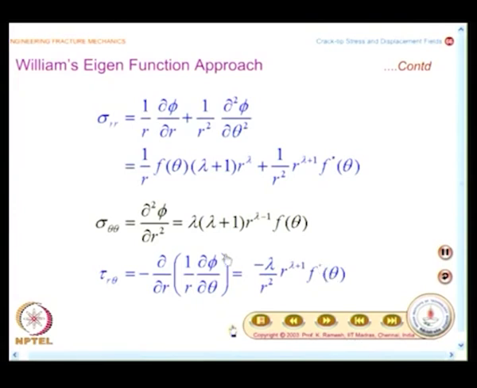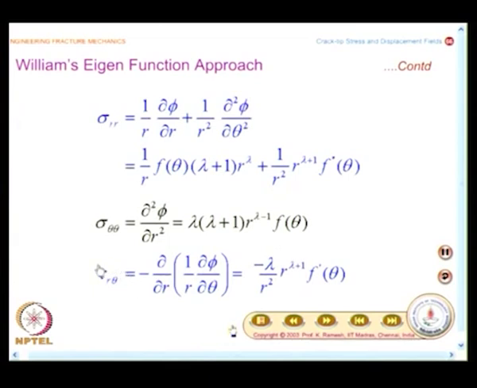We are writing boundary conditions on sigma theta theta and tau r theta, and we already know sigma theta theta has to be 0 when theta is specified as some value of alpha. So, when you say on the crack face sigma theta theta is 0, what does this imply from this expression? These quantities cannot go to 0. So, when I say sigma theta theta is 0, it implies the function f of theta is 0.